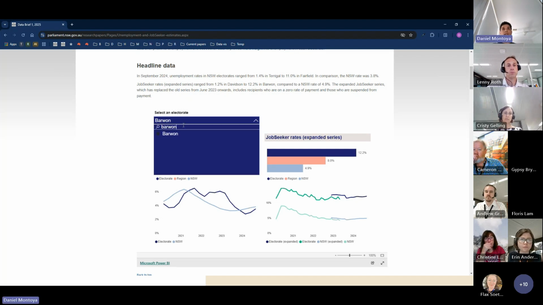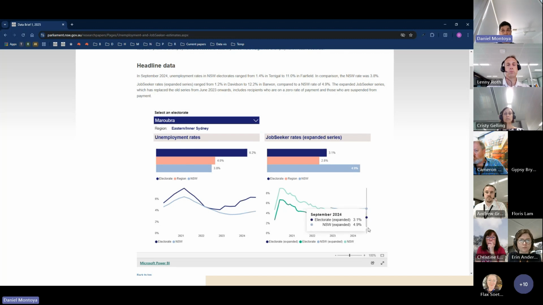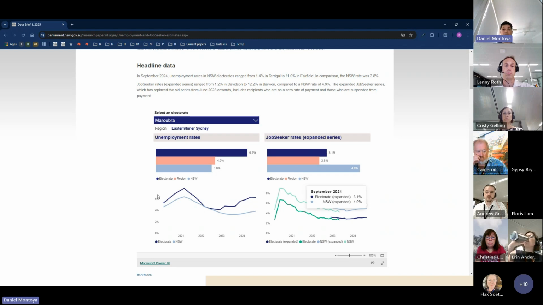We find the opposite picture in Maroubra, where the unemployment rate has been trending up recently. It was 6.2% in September last year. In contrast, it has consistently had a job seeker rate below the New South Wales average, and quite a bit below, at 3.1%. One reason why this might be the case is that a significant proportion of the unemployed population in Maroubra might not meet the income and asset tests for job seeker benefits. So they might own their own home, or they might have a partner who's earning too much.